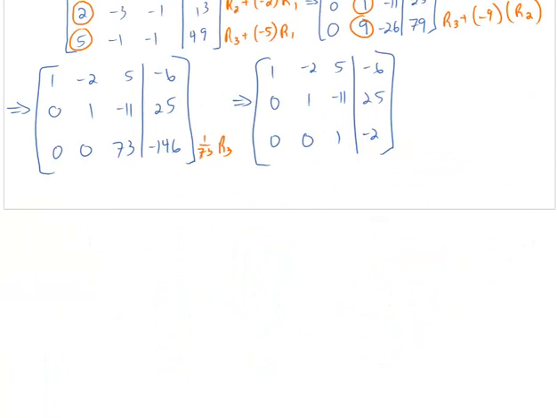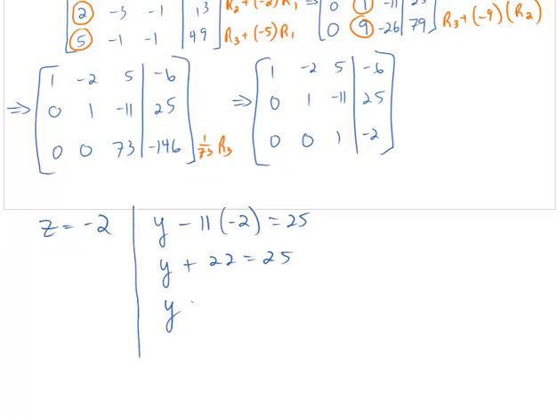So now using back substitution, I know that z is equal to negative 2. Then y minus 11z is equal to 25. And so then y plus 22 is 25, which implies that y equals 3. I'm sorry, that's not 23, just plain old 3.